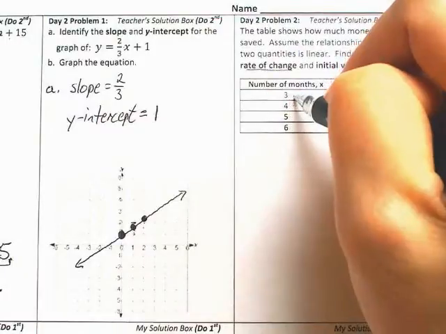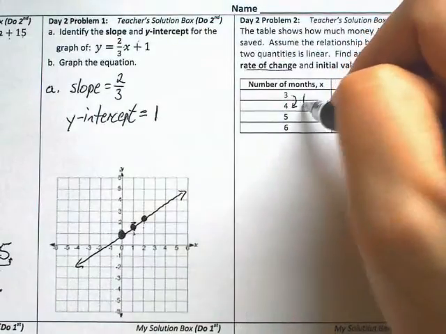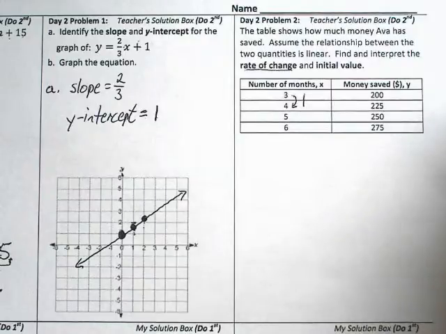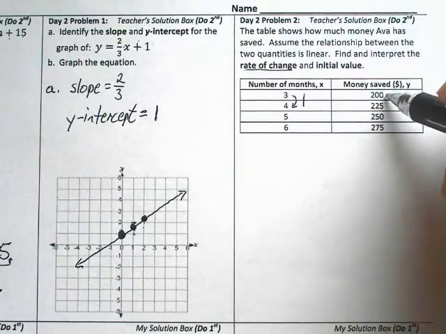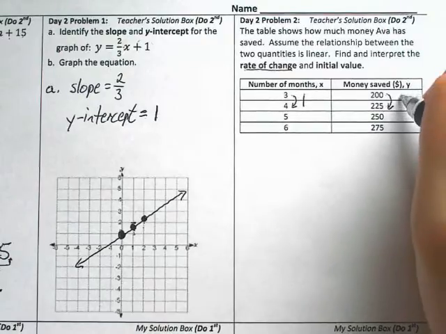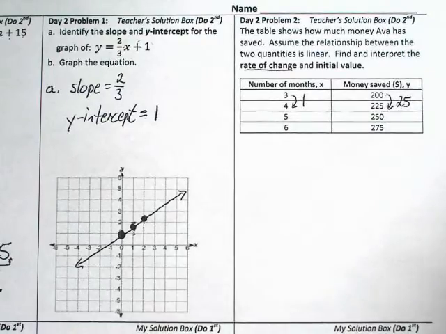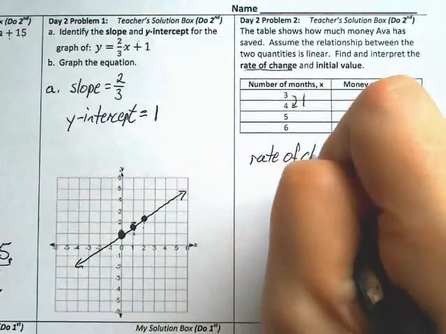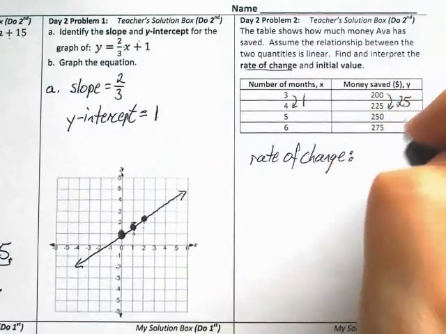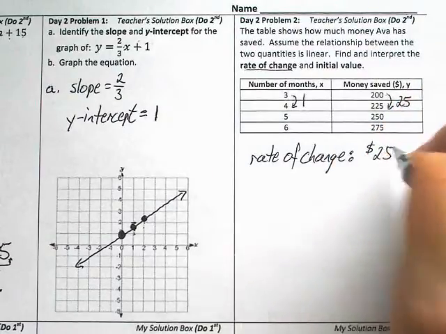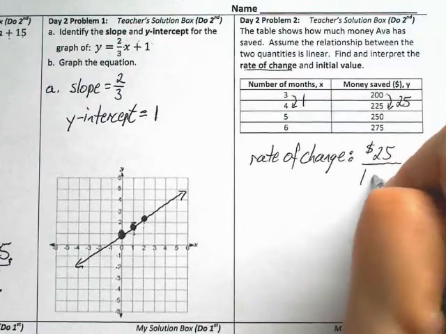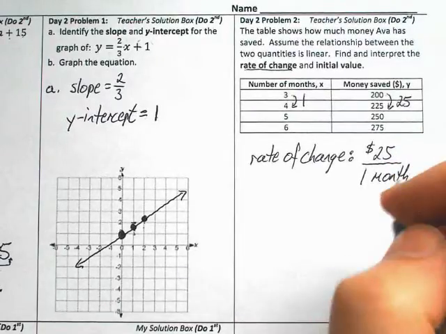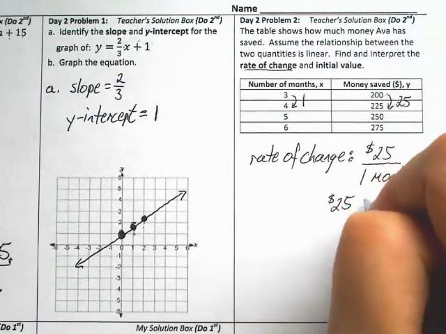So from the 3rd month to the 4th month, 1 month has gone by. And in that 1 month, Ava's money goes from $200 saved to $225 saved. And we can figure out how much of a change that is. That is a change of $25. And so her rate of change is an increase of $25 in 1 month. Or another way to write that is $25 per month.